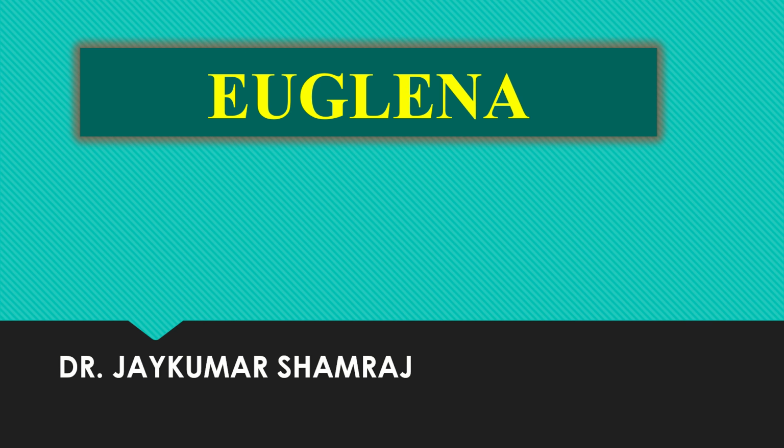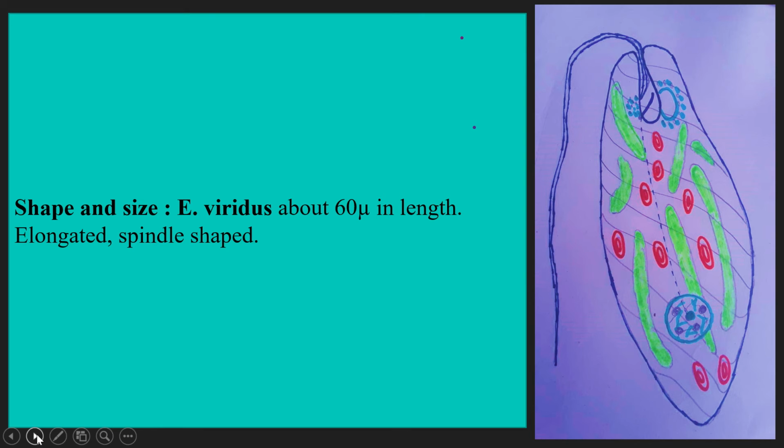Hello and welcome all. We are now discussing the structure or morphology of the Euglena. Euglena is a protozoan organism, a small microscopic organism measuring about 60 micron in length. The body of this organism is elongated and spindle shaped.